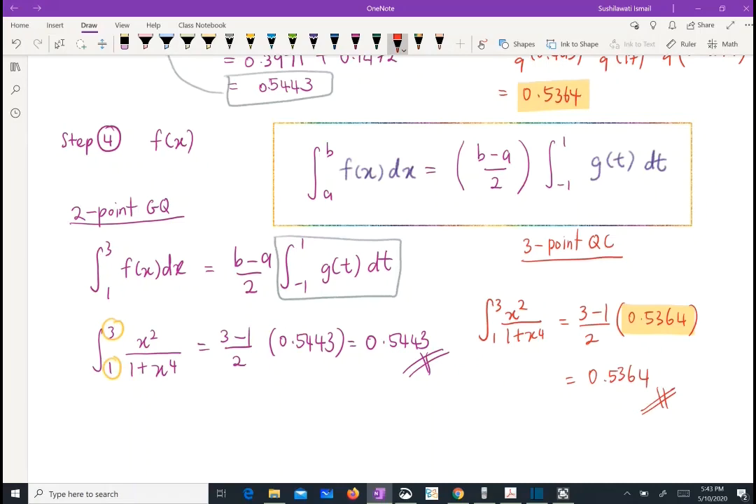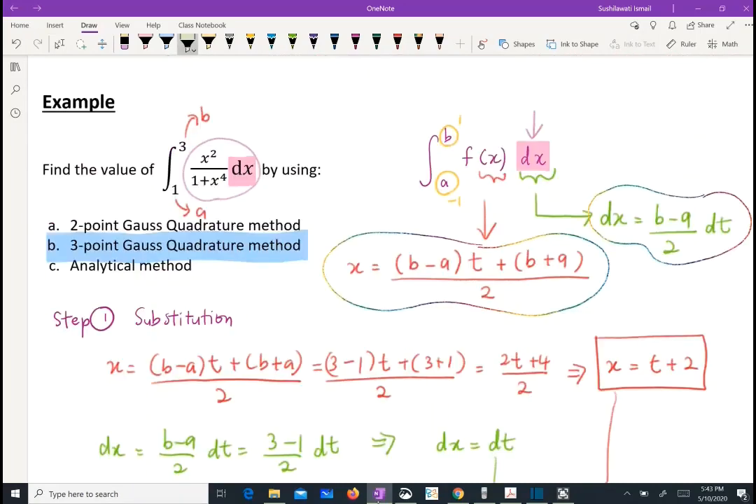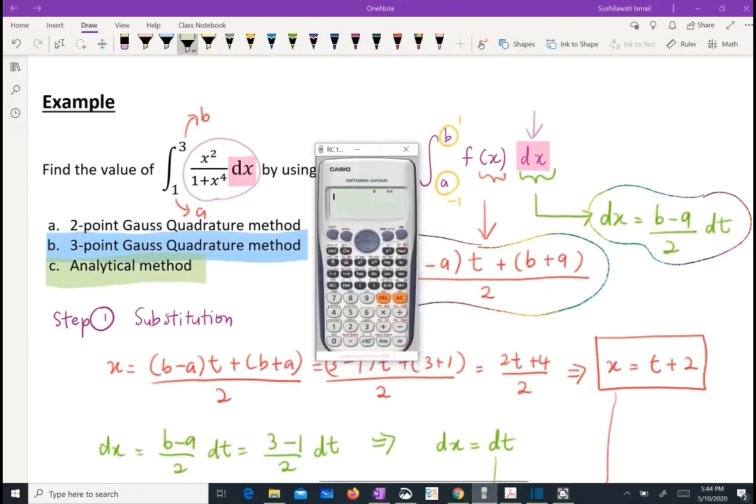How about question C? Now question C is about the analytical method. The analytical method is actually the exact value for the integration. So to solve the analytical method, just insert the integral function into your calculator. Let's do that together. Firstly, you click the integral function here, okay? Then insert the equation inside the function.